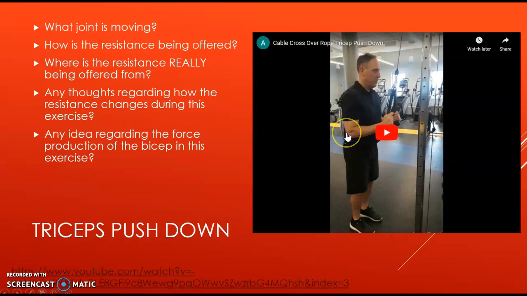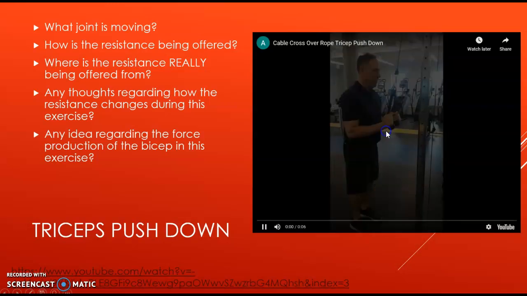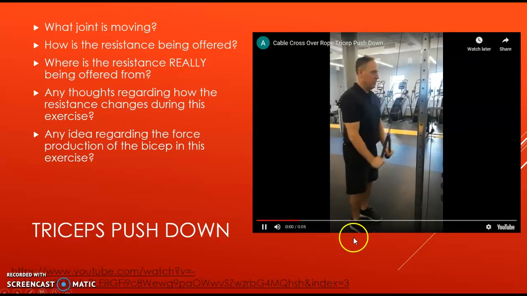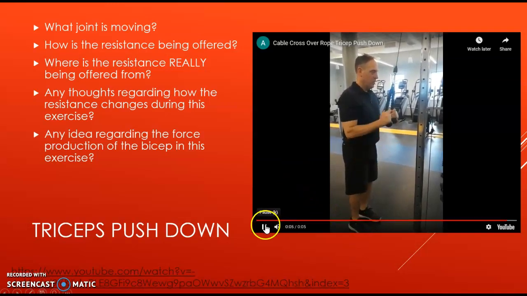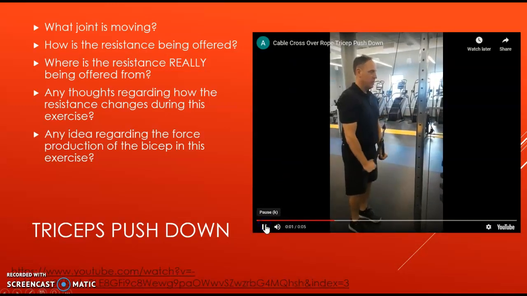Still a single joint movement, but the difference is we've changed the resistance, more specifically where the resistance is being offered, and we've changed what type of resistance it is. And so as a result, it switches from a bicep curl to a tricep pushdown, even though it's still elbow flexion, elbow extension. Let's see if we can get this guy to do some work here. Extension, flexion, extension, flexion.